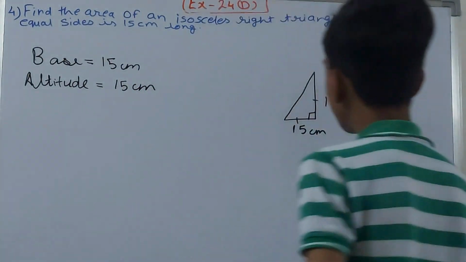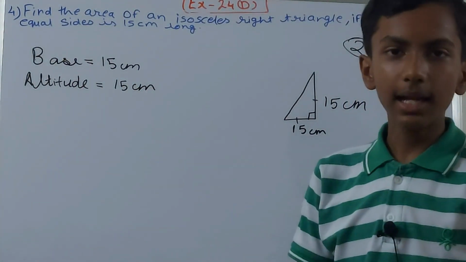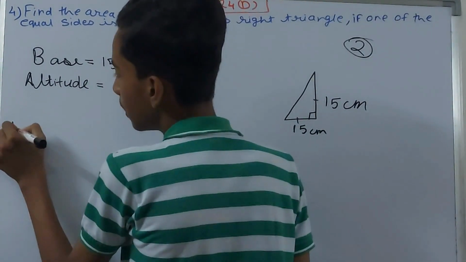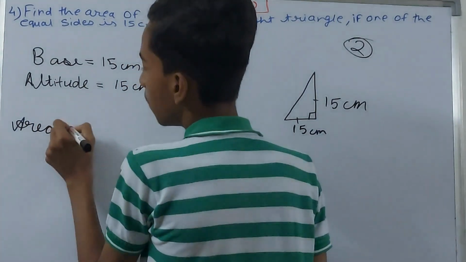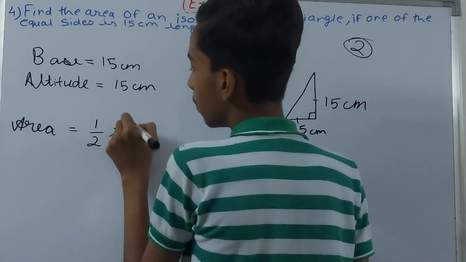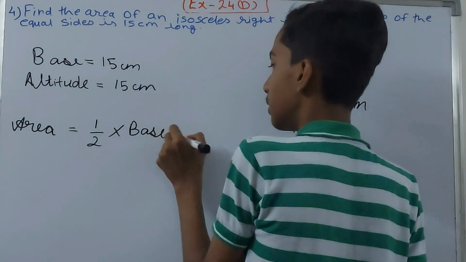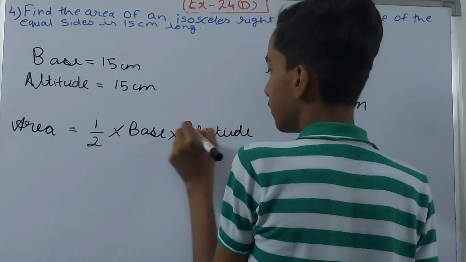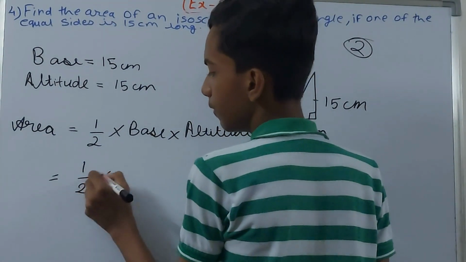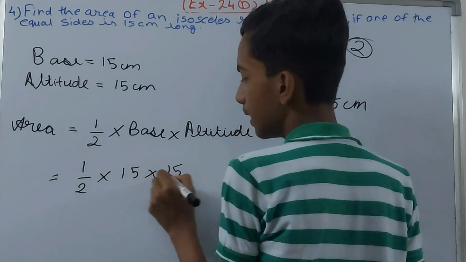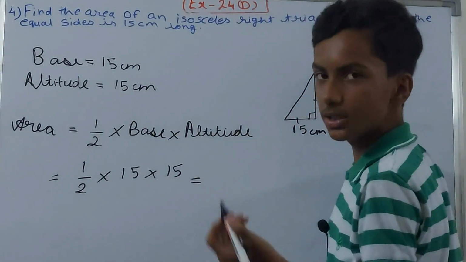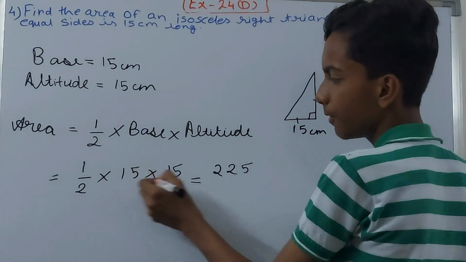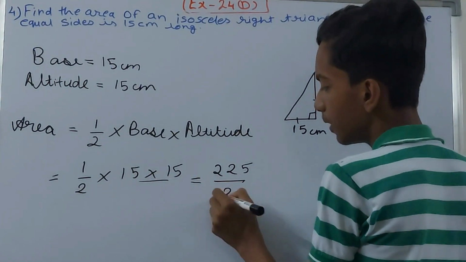Now calculate the area, very simple, use the formula. Area will be 1 by 2 into base into altitude. So this will be 1 by 2 into 15 into 15. 15 into 15 means 15 square, and 15 square is 225.